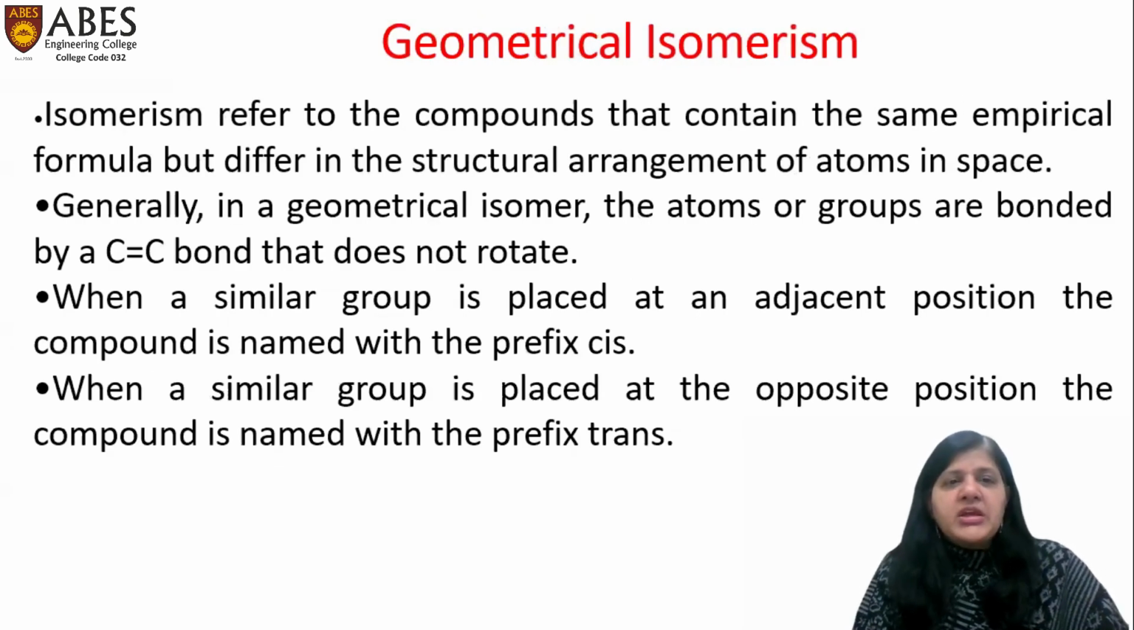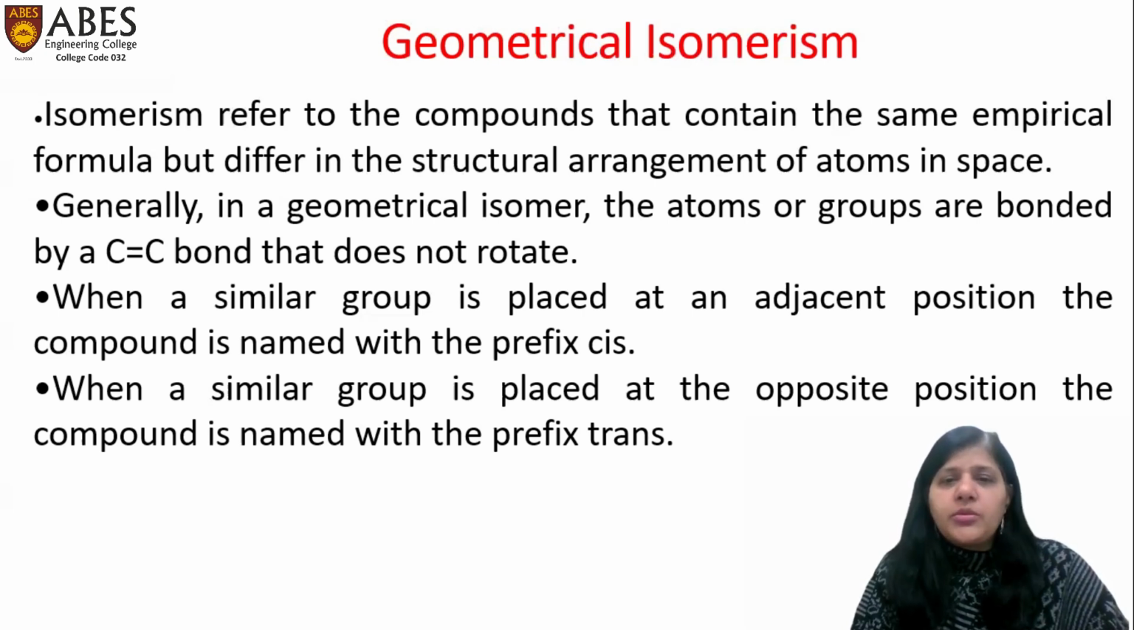Geometrical isomerism. This isomerism refers to compounds that contain the same empirical formula but differ in the structural arrangement of atoms in space. Generally, geometrical isomers arise when the carbon-carbon double bond shows restricted rotation, and the atoms or groups bonded to the doubly bonded carbon do not change their positions in space, and their structural arrangement becomes fixed due to the presence of the carbon-carbon double bond, which does not rotate.